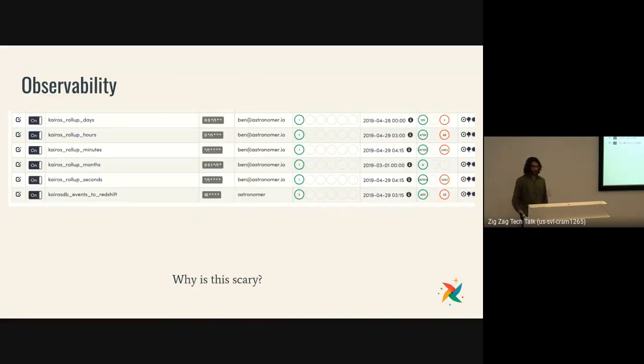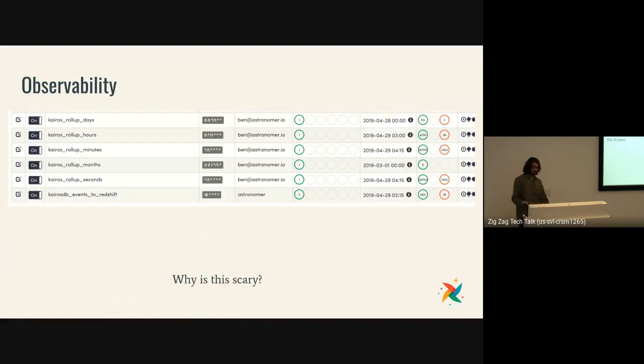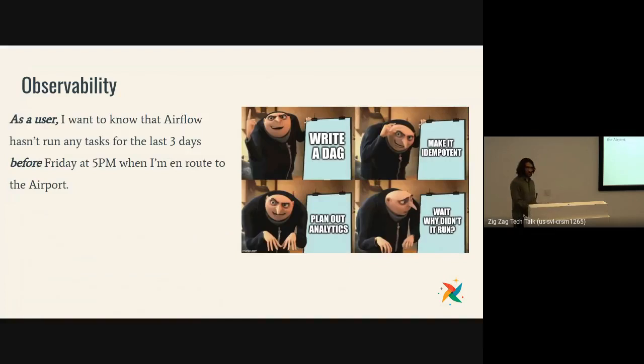Another thing is observability. I have this etched into my brain where I'm looking at Airflow, everything's running, everything's green, we're good. And then you realize that nothing ran. So as a user, I want to know that Airflow hasn't run any tasks before Friday at 5. Because if you look at this, you're like, all right, I'm good, everything's good to go. And then you get an angry email from someone saying, none of my data's there, why didn't it run?